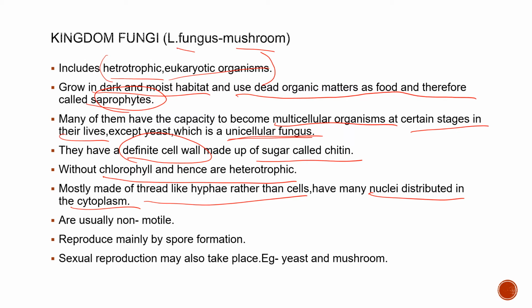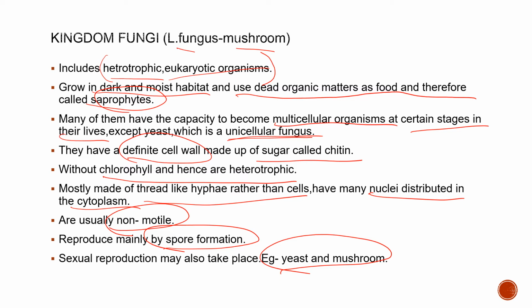Now fungi are usually non-motile. They don't move from one place to another. How do they reproduce? They reproduce with the help of spore formation. But sexual reproduction may also take place in yeast and mushroom. So sexual reproduction also takes place, though they can reproduce by means of spore formation also.